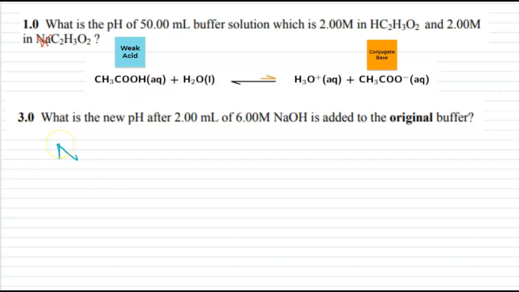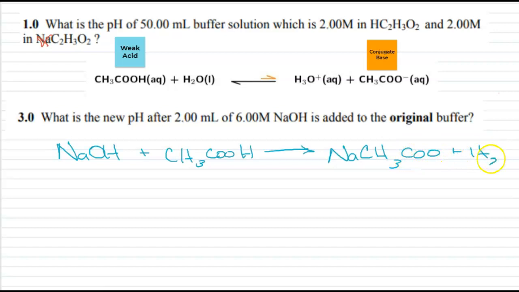So I've got sodium hydroxide, NaOH, and it's going to react with my weak acid, CH3COOH. When that forms its products, I'm going to form sodium acetate, NaCH3COO, and water, H2O. This is an acid-base reaction. Remember, the split and switch: the sodium and the acetate combine, and then the hydroxide and the hydrogen combine to give me water.